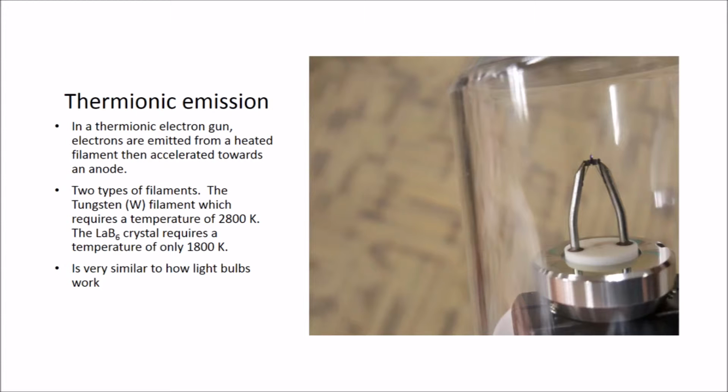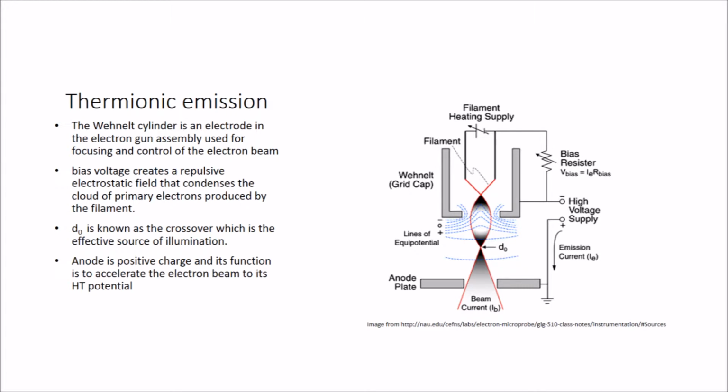The thermionic electron gun is very similar to how a light bulb works also. A bias voltage creates a repulsive electrostatic field that condenses the cloud of primary electrons produced by the filament. The Wehnelt cylinder is an electrode in the electron gun assembly used for focusing and to control the electron beam. Down near where the beam narrows before it expands again, you'll find d0, which is known as the crossover, and this is the effective source of illumination. The anode at the bottom is a positive charge, and its function is to accelerate the electron beam.